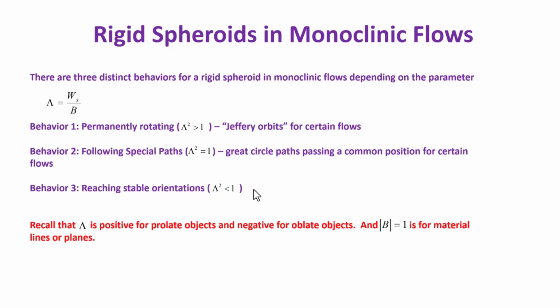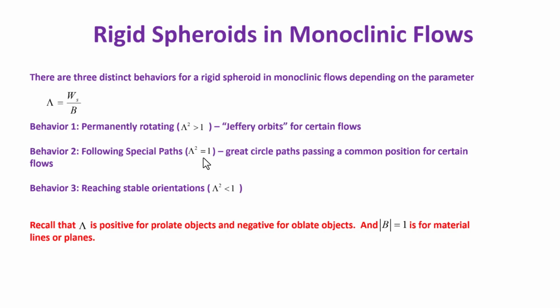So there are three distinct behaviors for a rigid spheroid in monoclinic flows depending on the parameter lambda. So we can imagine lambda as the relative significance of the vorticity number with respect to the shape. Lambda square greater than 1, those objects are permanently rotating. Vorticity dominates the behavior. The second behavior is lambda square equal to 1. This is the transitional situation.